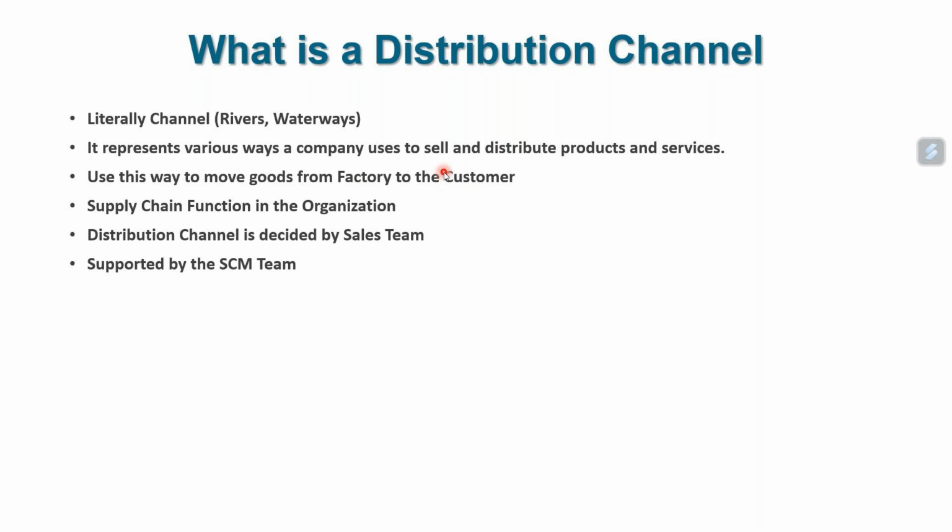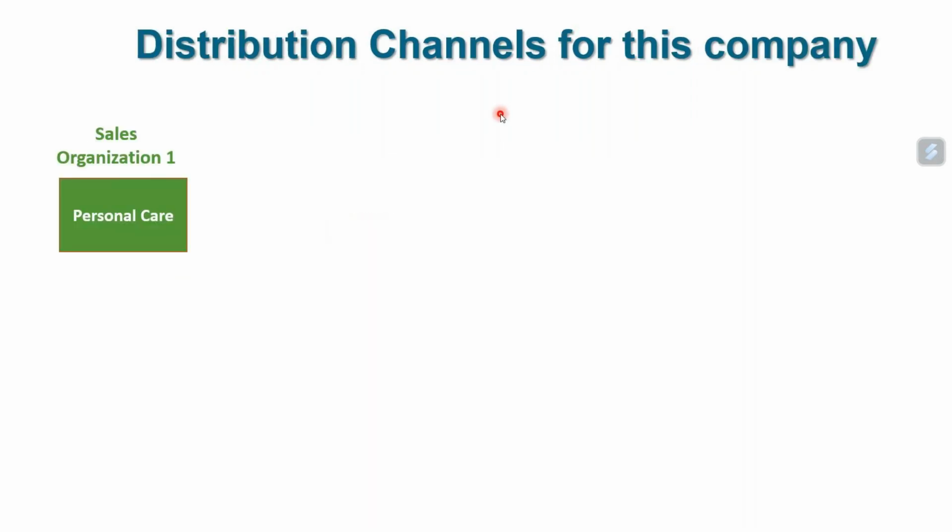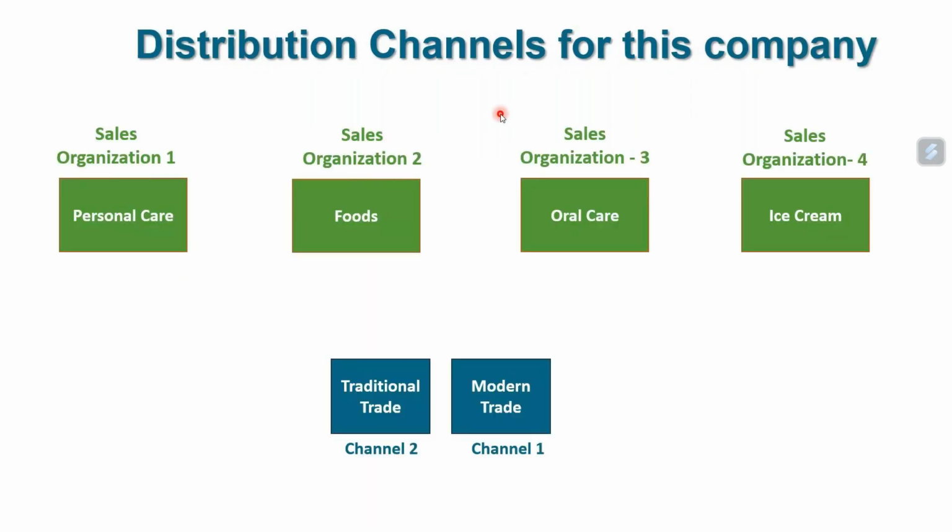Third way is you have a store right in front of your plant, and you allow the customer to walk in and buy your products, right? So how are your goods reaching the end consumer basically? And this depends on the supply chain function in the organization along with the sales team. Both of them work together to decide the channels. And the channels we have decided here are traditional trade and modern trade.